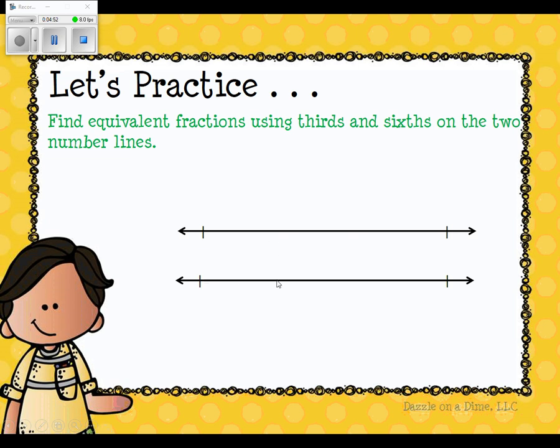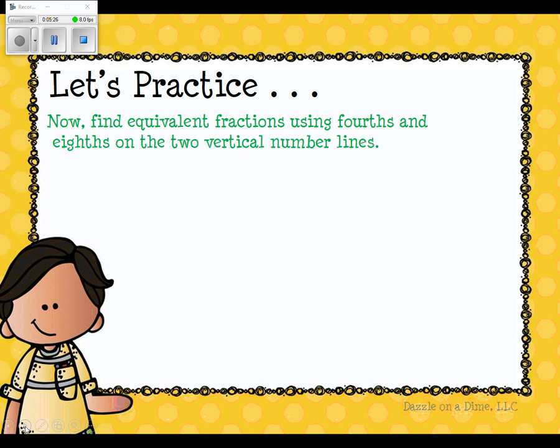1/6, 2/6 should be right under 1/3. 3/6 would be right in the middle. 4/6 should be right under 2/3. 5/6 and 1. So you should have 1/3 and 2/6 and 2/3 and 4/6 that line up. Do your best. Those are hard to draw.